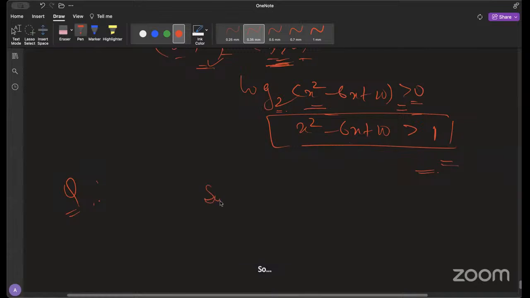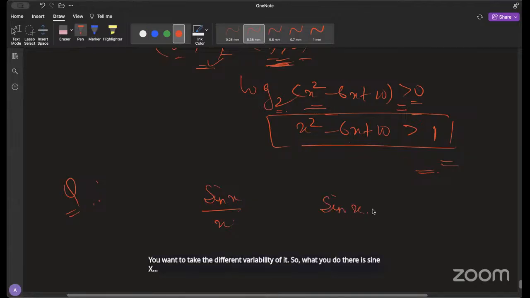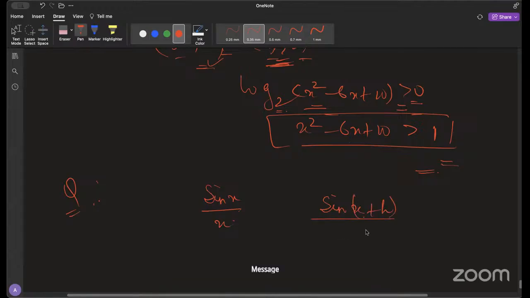You want to check the differentiability of sin x by x. So what you do here is, let's just go by the very basic definition of it: sin(x plus h) by (x plus h) minus sin x by x, all over h, as h tends to 0.